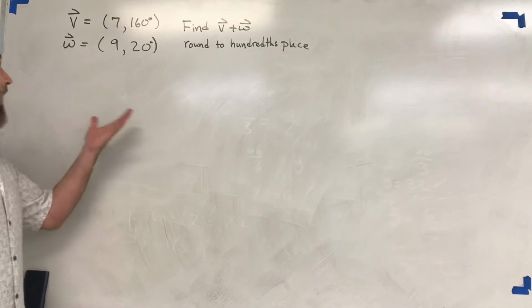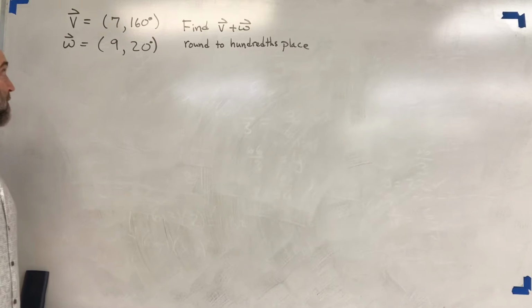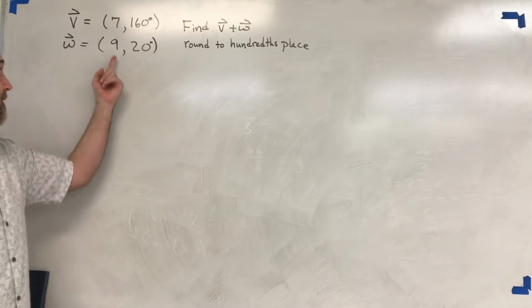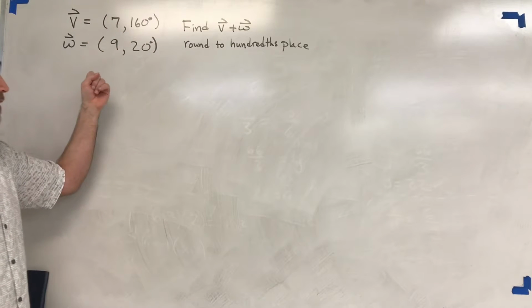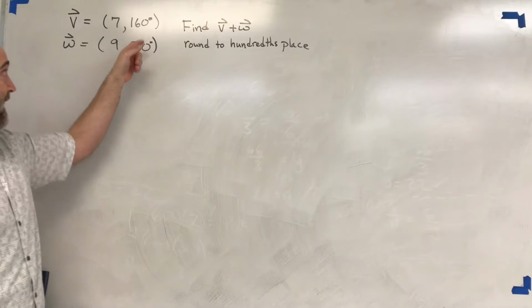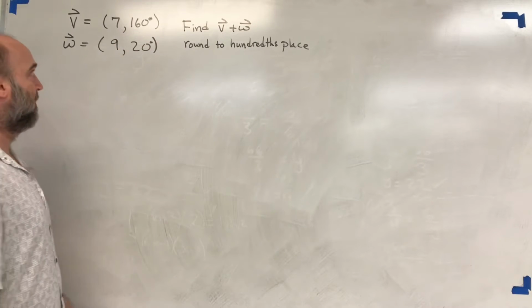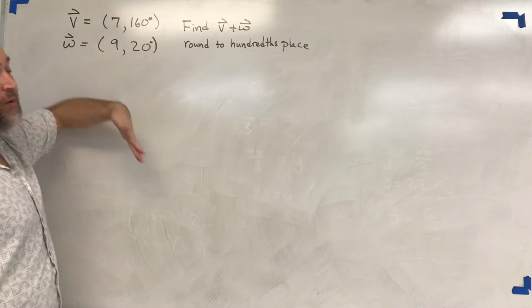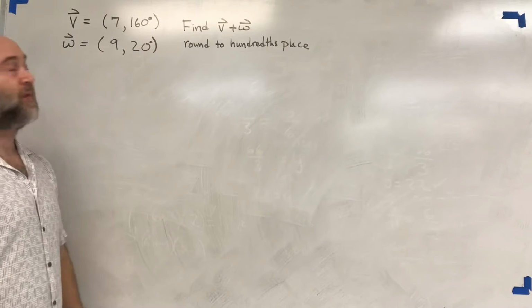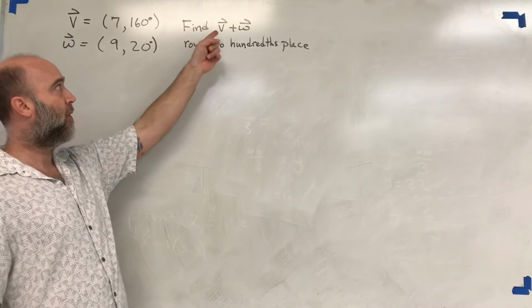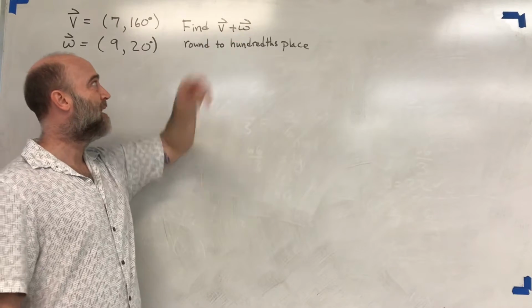We are asked to add vectors for this problem. They're giving us a magnitude in this first column spot in the coordinate pair, and in this next coordinate pair spot, they give us the direction of the vector. So it's a vector represented with the magnitude, its length, and its direction given from wherever we're starting on that vector. And then we're asked to find when we add them together.